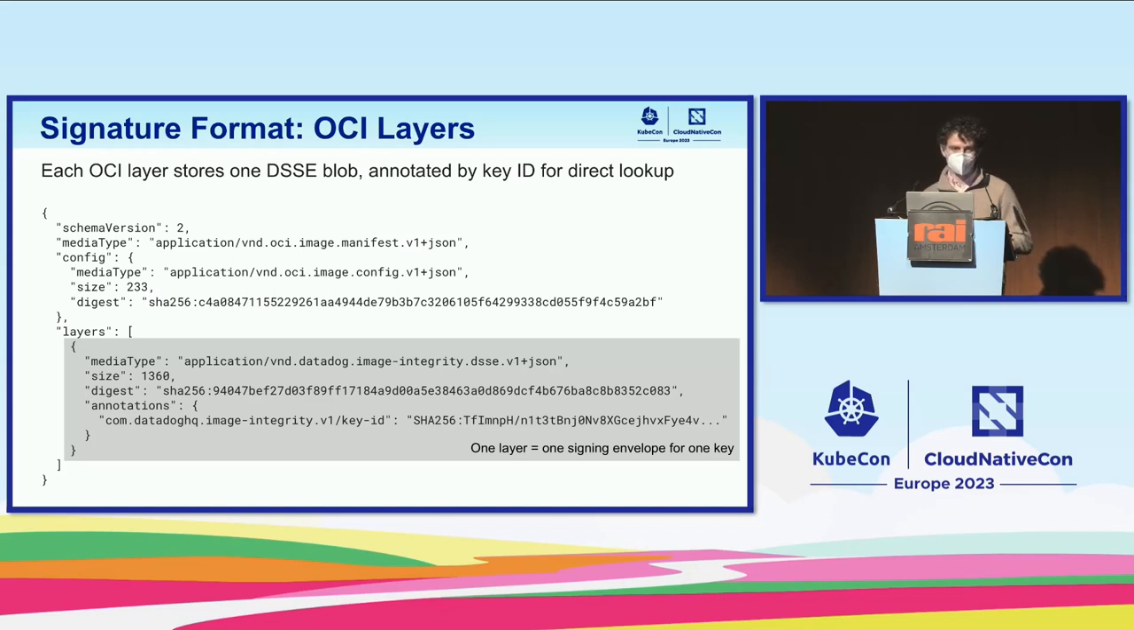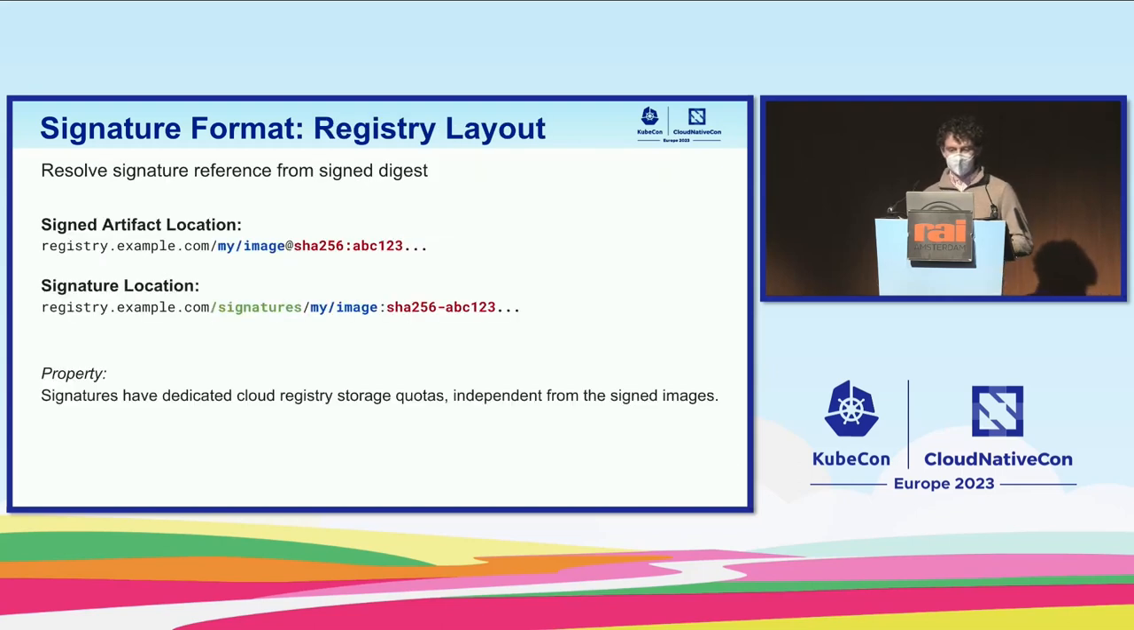So to store these envelopes in a signature that we can push to a registry, we combine them into an OCI image manifest where each layer represents one envelope for one key. And we annotate each layer with the key ID, which is just a fingerprint of the public key for easy lookup during verification. That's essentially the data structure that takes the place of a container image. So we need to push that to the registry.